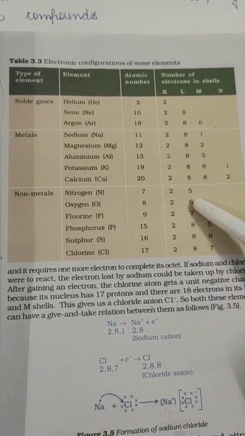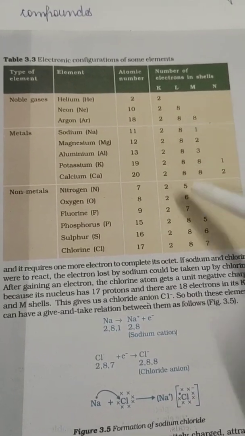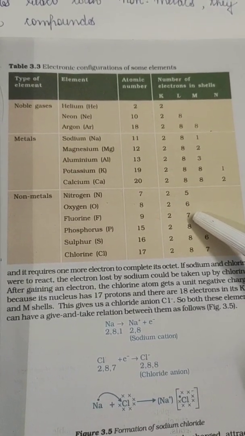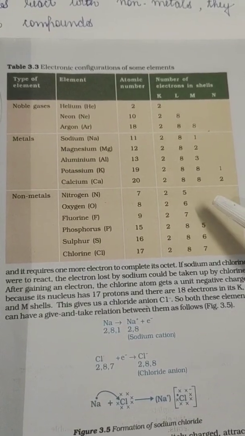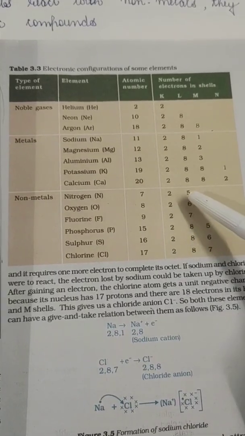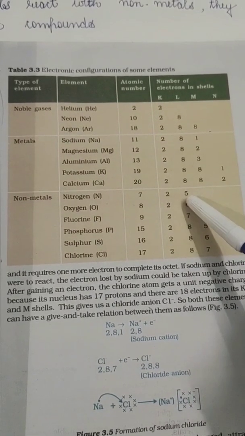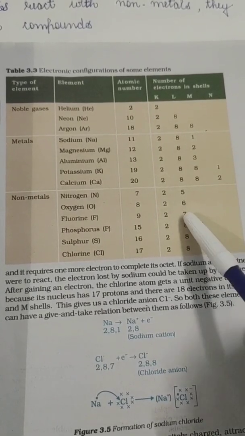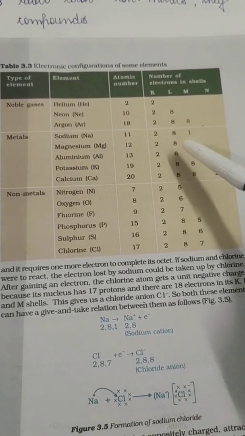And oxygen having 6, again it wants to have 8, so it will gain 2 electrons. In the case of fluorine and chlorine, they will have 1 electron vacant, so they will gain 1 electron. So the structure would be just K and L, so they just need 3 electrons here, 2 here and 1 here. So it will acquire the structure of neon.